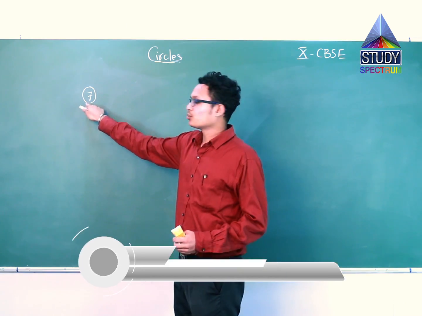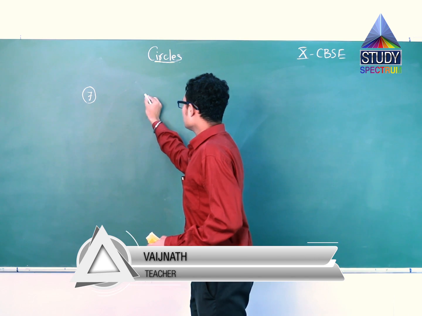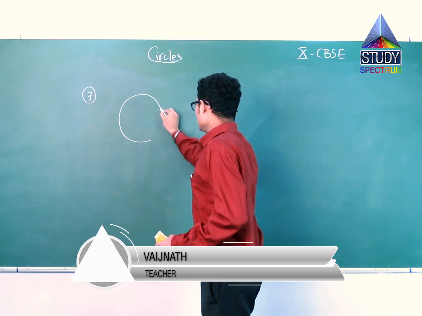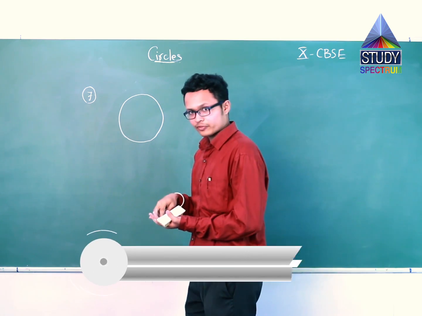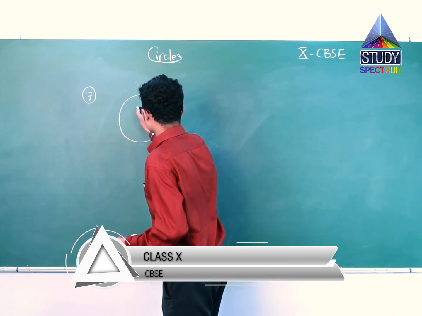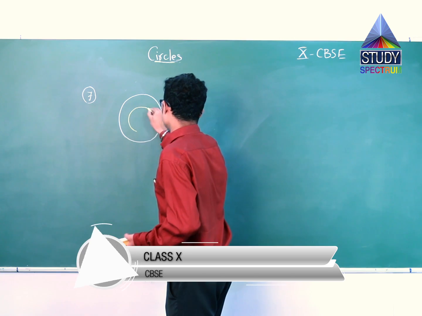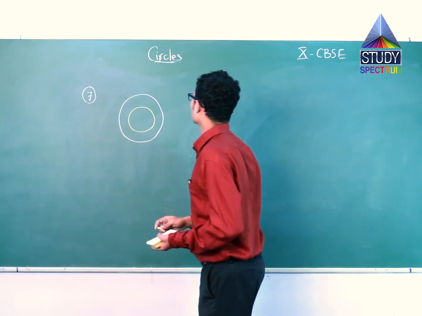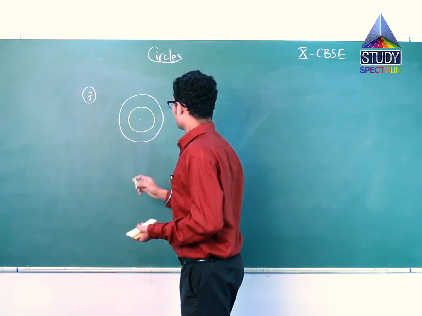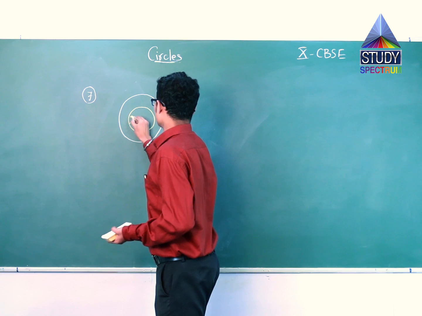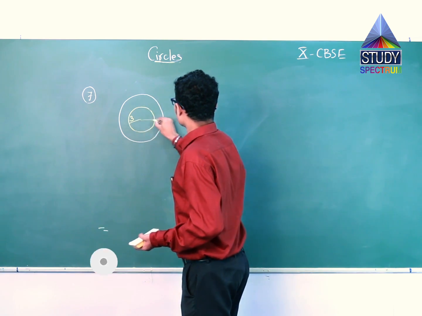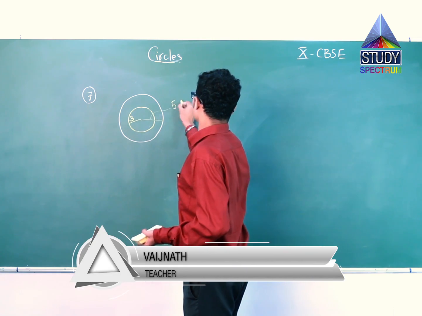Question 7 from exercise 10.2. We are given two concentric circles of radii 5 centimeters and 3 centimeters. I'll draw the diagram first. Hope this appears like a circle. Let me take this as 3 centimeters and this radius as 5 centimeters.